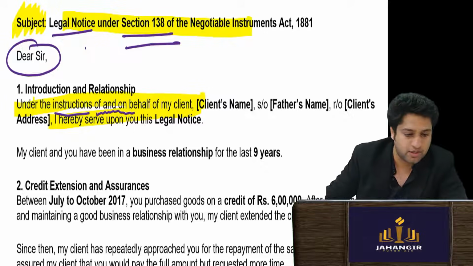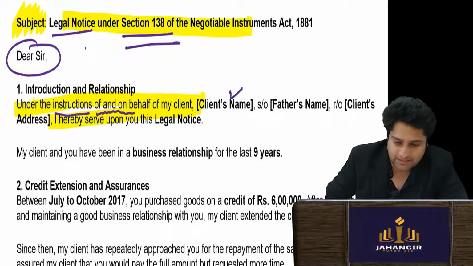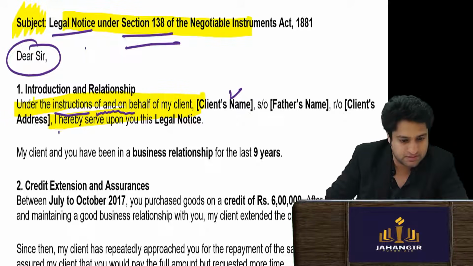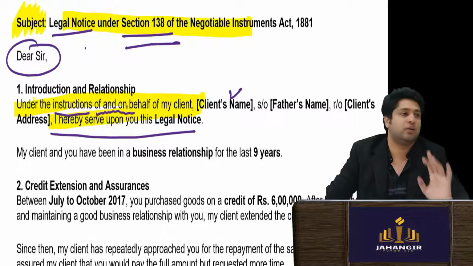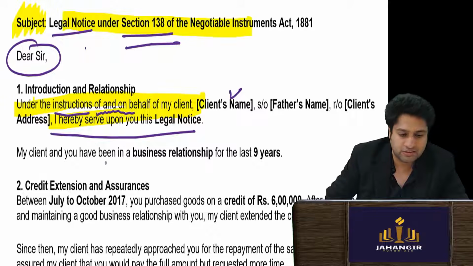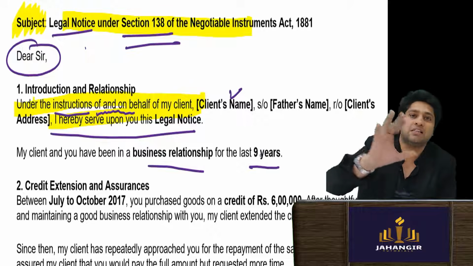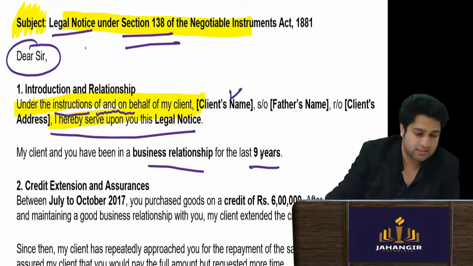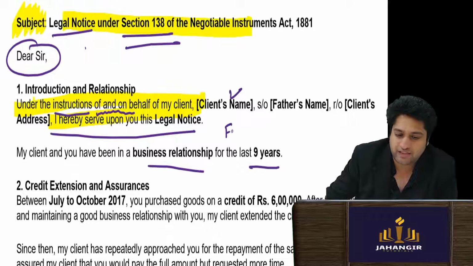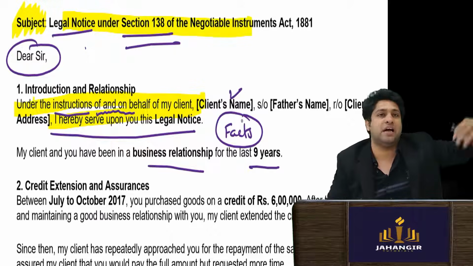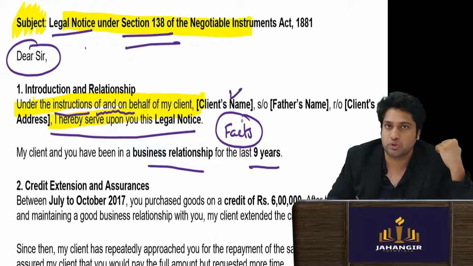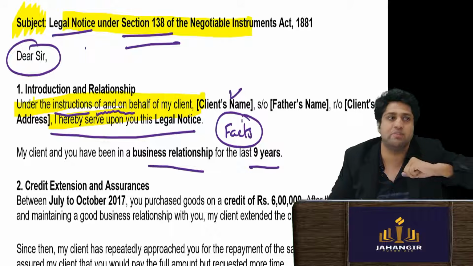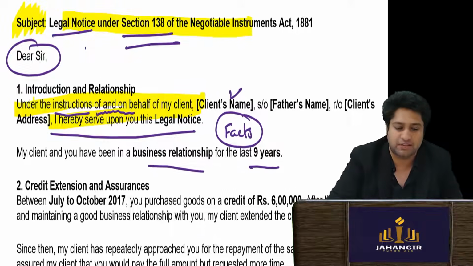On behalf of my client, son of etc., I hereby serve upon you this legal notice. My client and you have been in a business relationship for so many years. Now, understand the structure of a legal notice. The legal notice will start with the facts chronologically. That how I have been introduced to you, for how many years we are doing business, and then we will start with the issue. Concept clear?